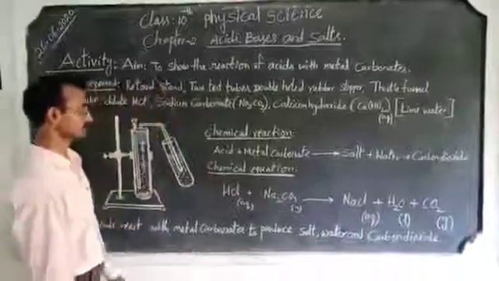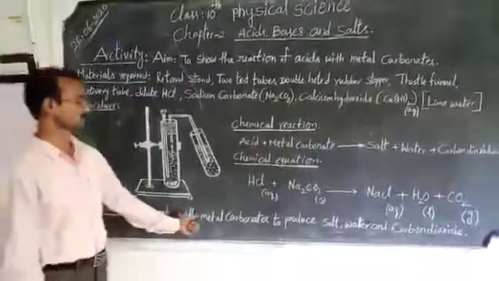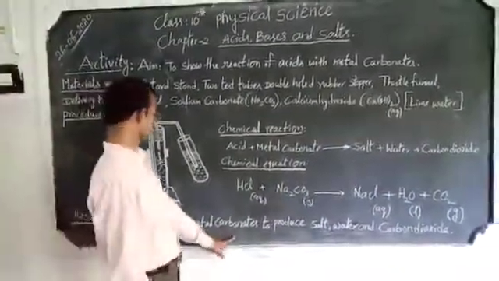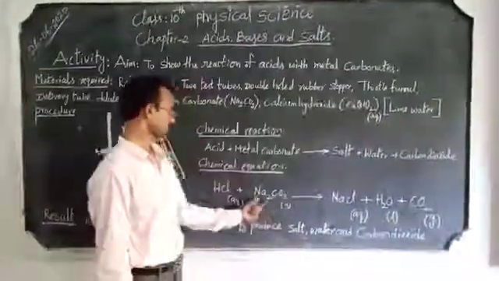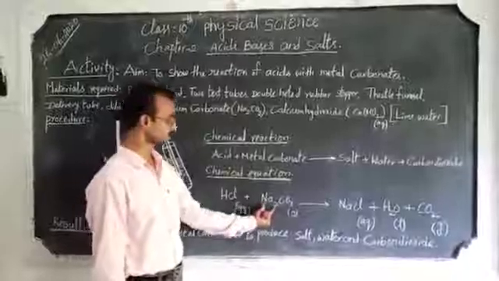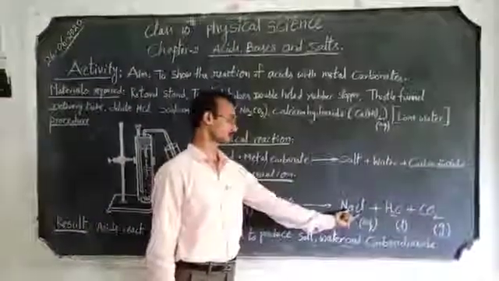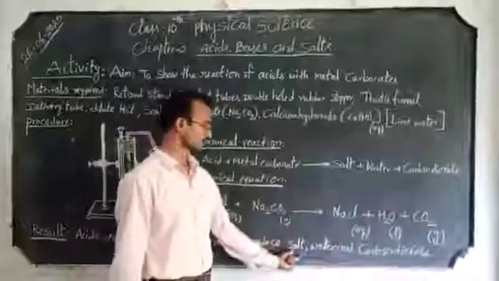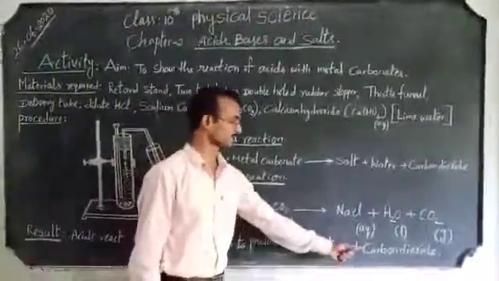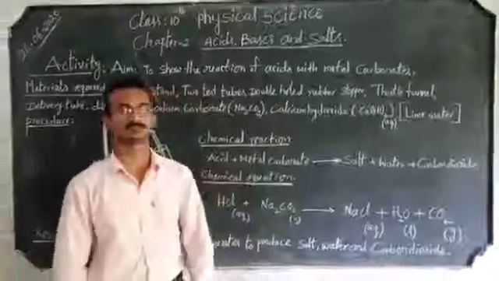So as a result, we can say that acids react with metal carbonates to produce the corresponding metal salt. Whatever the metal carbonate we are taking here, the corresponding metal salt is formed in the product. From sodium carbonate, sodium salt comes. So the corresponding metal salt, water and carbon dioxide are the products in this reaction.